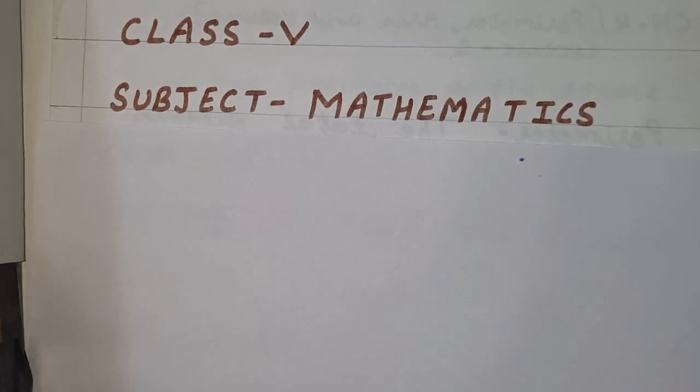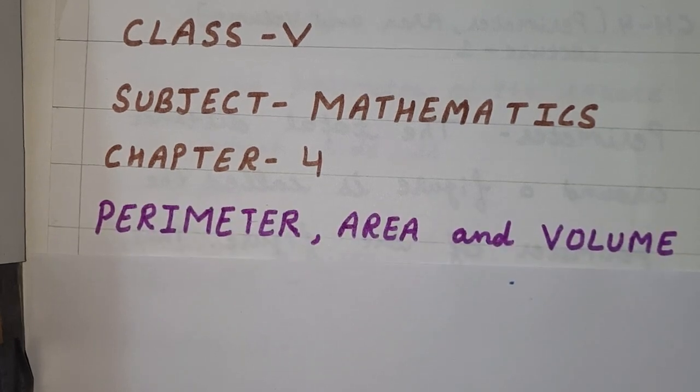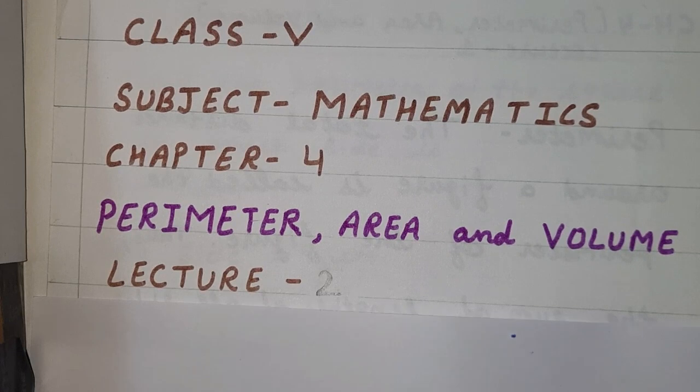Welcome back in your maths class, class 5th, subject mathematics, chapter 4. Name of the chapter is perimeter, area and volume, and it is our lecture number 2.